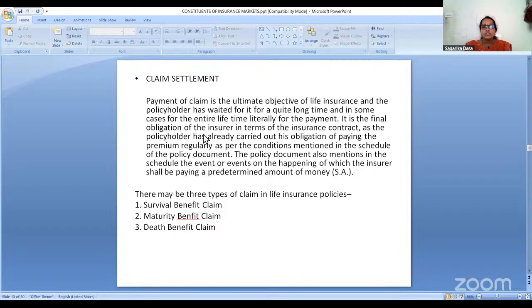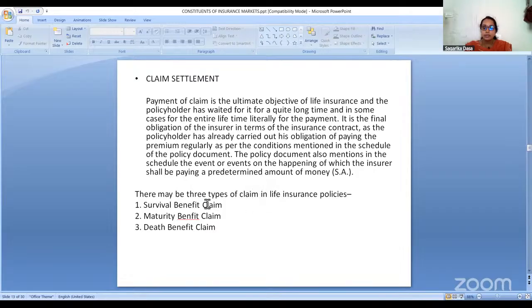It is the final obligation of the insurer in terms of the insurance contract, as the policy holder has already carried out his obligation of paying the premium regularly as per the conditions. Because the policyholder has paid the insurance premium regularly as per the conditions mentioned in the schedule of the policy contract, now after closure of the policy document, it is time the insurance company has to give the payment to the insured party, that is your claim settlement.